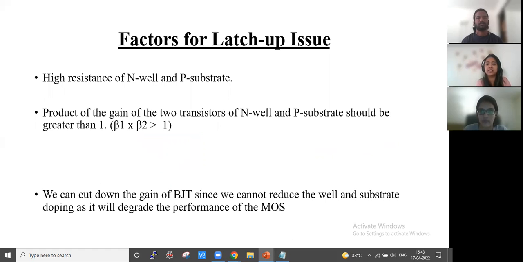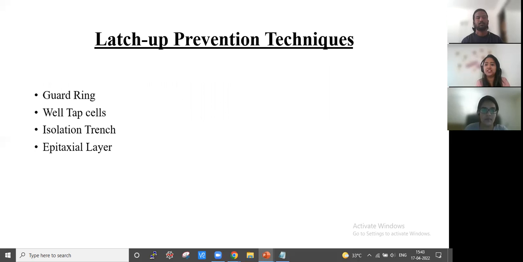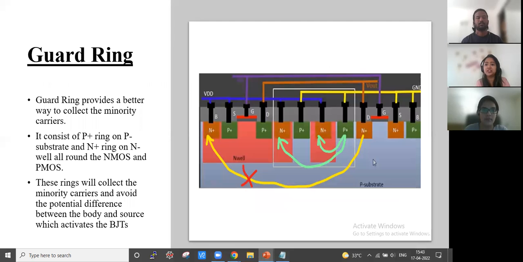The resistance of the well and substrate are the key factors responsible for latch-up, since they trigger the BJTs present in the CMOS, and the product of the gains of these two transistors should be greater than 1 in order to sustain the latch-up. Next, these are the prevention techniques we would be using to resolve the latch-up issue.